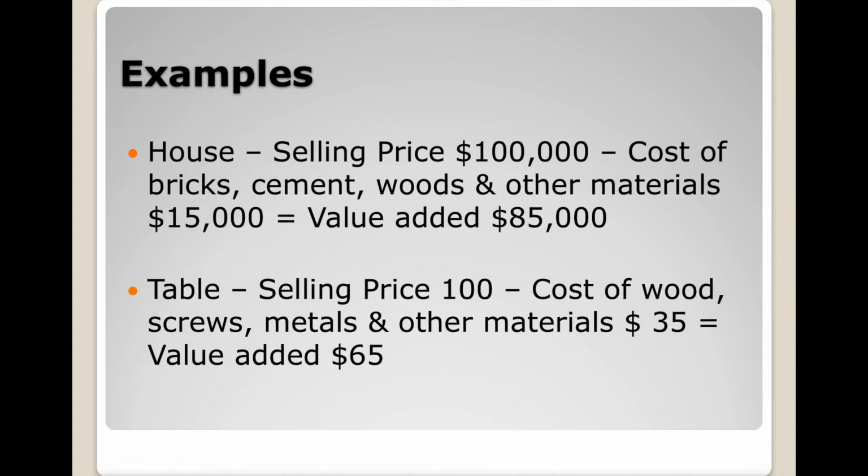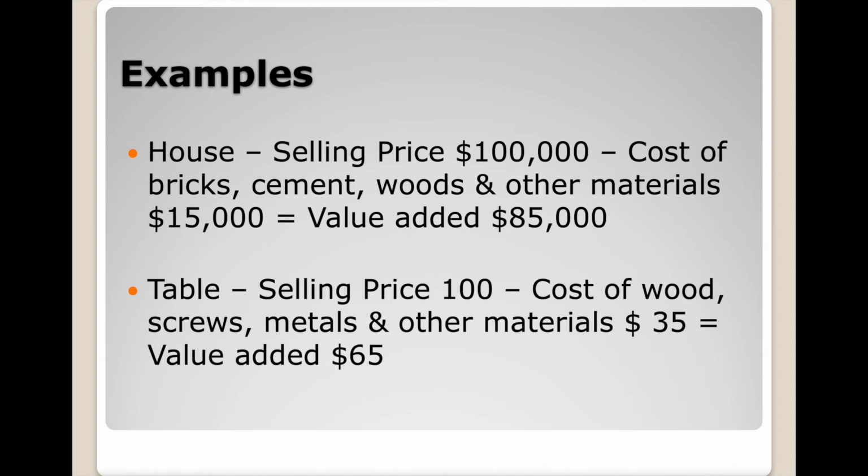For a house, the selling price is 100,000. The cost of bricks, cement, wood and other material is 15,000, so the value added is 85,000. The total cost of that particular house was 15,000 and its selling price is 100,000. It means when you sold that house you got an added value of 85,000. I think it's very understandable and easy.